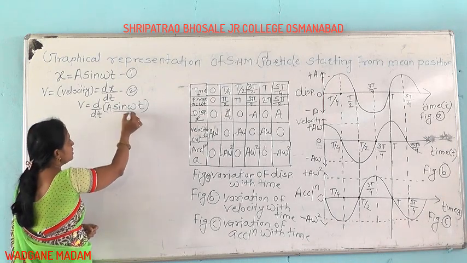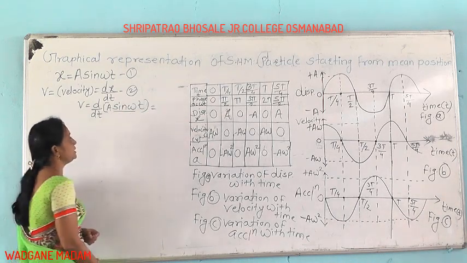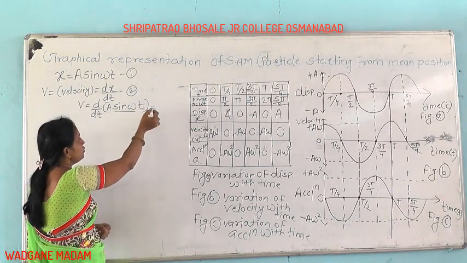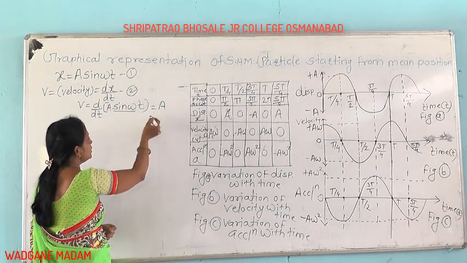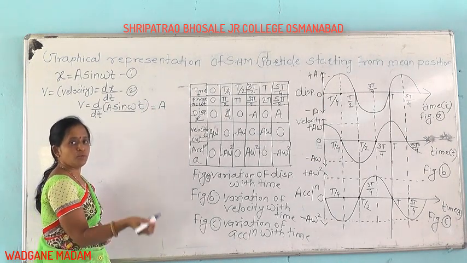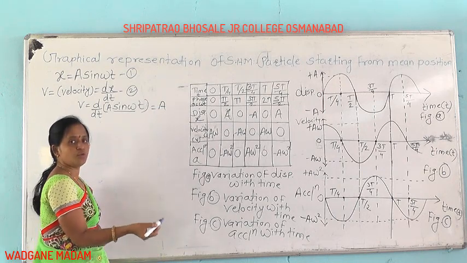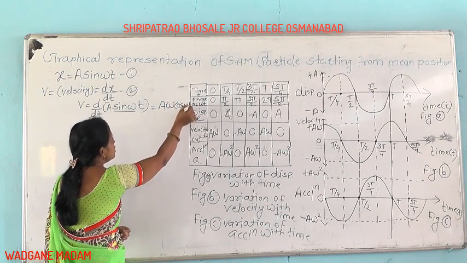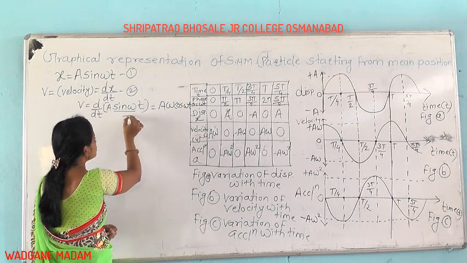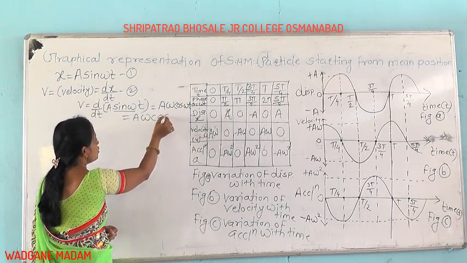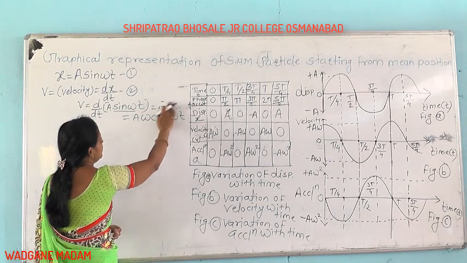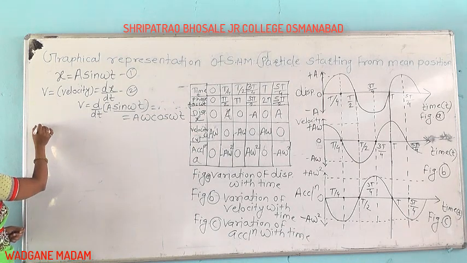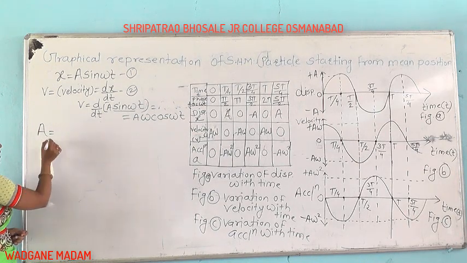Here the derivative of sin omega t is cos omega t, and with respect to omega t, the derivative of omega t is omega. Therefore, a is a constant term taken outside, the derivative of sin is cos omega t, and the derivative of omega t is omega. Therefore, here we get the expression a omega cos omega t. Here we can write v is equal to a omega cos omega t.